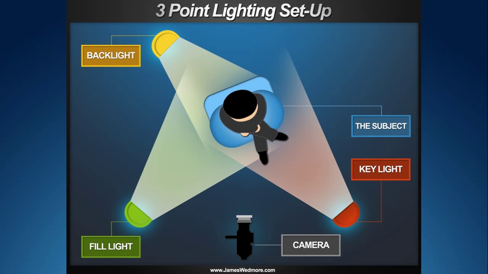Now, the key thing to take away from three-point lighting, or lighting in general really, is that none of them are shining on the camera or at the camera. A common mistake I see is the camera looking at a source of light. That's going to confuse and blind the camera. You want as much light on the subject as possible. You don't want the camera looking towards a light.